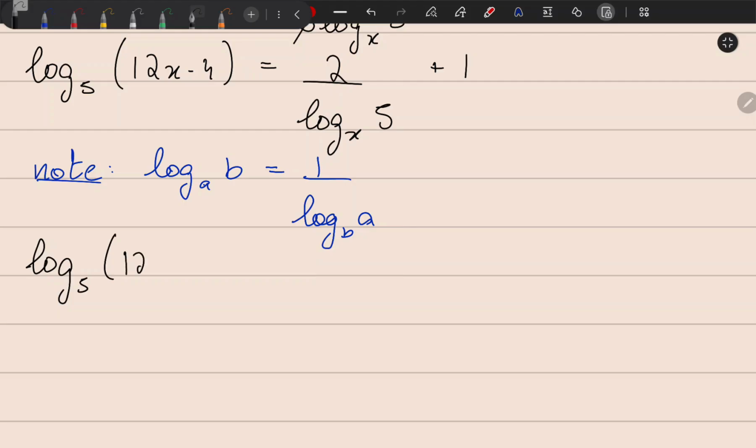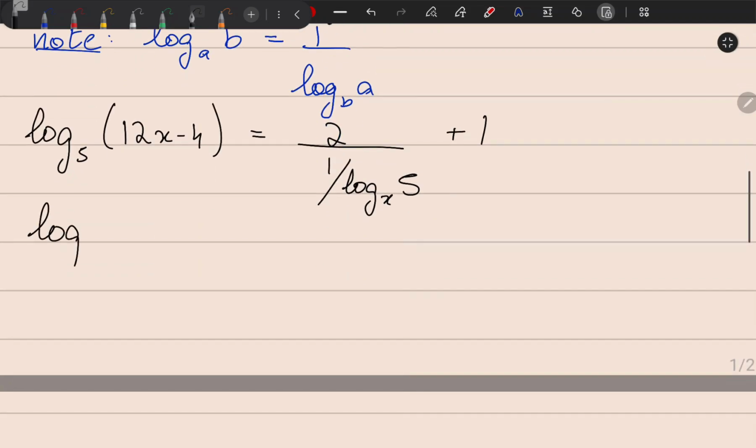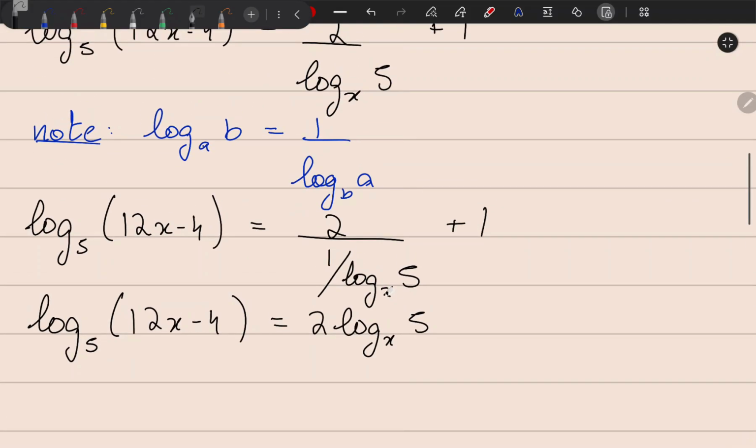So let's keep the left hand side as it is. Log base 5 of 12x minus 4 is equal to 2 upon, now let's switch out the log base x so that x becomes the argument and 5 becomes the base. So 1 upon log base x of 5 plus 1. Great. Now let's simplify this further. Oh, my bad, we have to switch these out. So log base 5 of x, log base 5 of x plus 1.